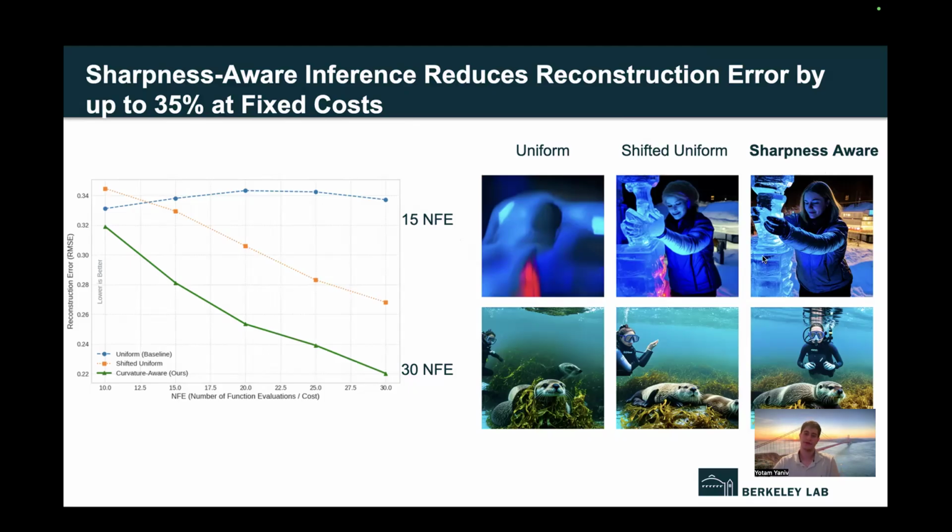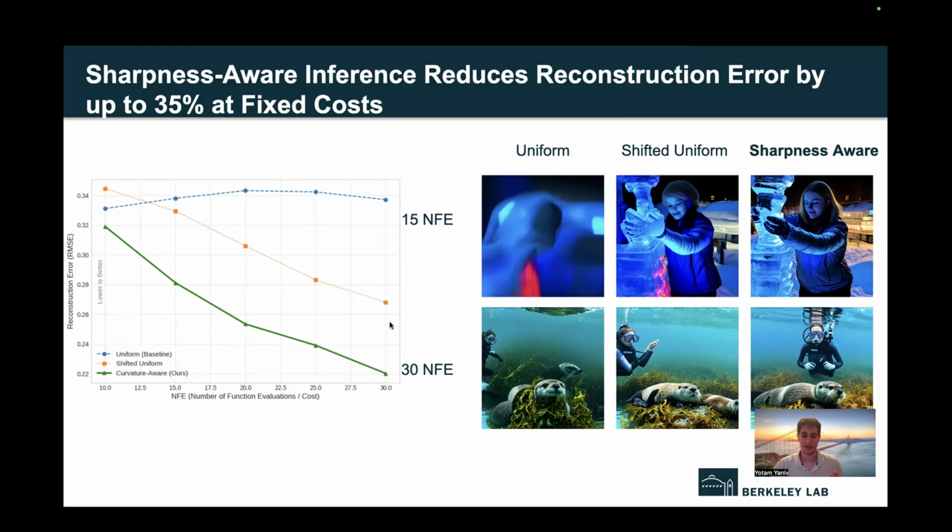Over here across the first row, we see an image of a person with a glass sculpture. When using uniform time steps, the images don't come out very good. When using the shifted uniform, the images look reasonable, but we see that the hand might be a little bit messed up. Whereas if we use the sharpness-aware time points, the cost of generating all these images is the same, but the quality of the rightmost images is the highest, which leverages information about the neural network.